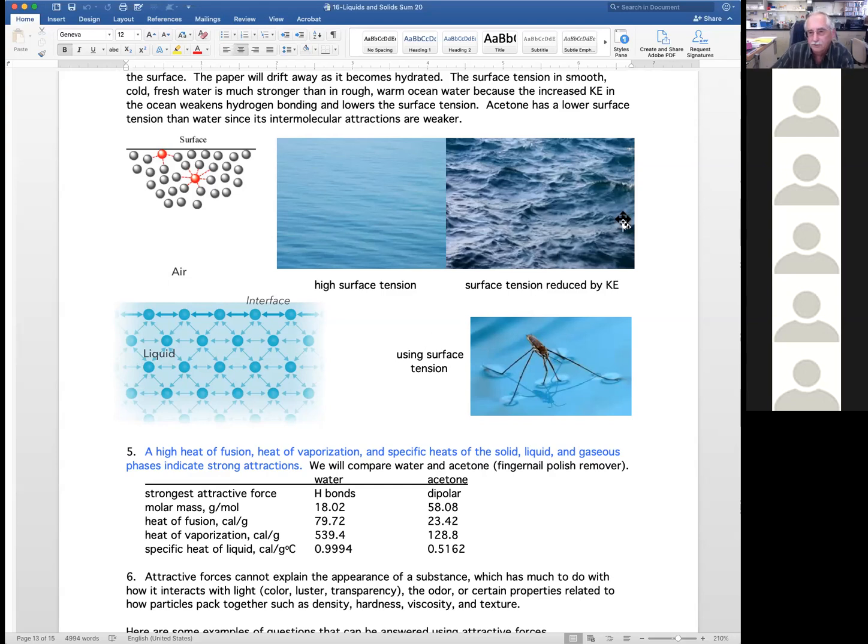Because look at the surface of the ocean. The water is just moving all over the place. And what is that doing? It's breaking these attractive forces, constantly breaking them.